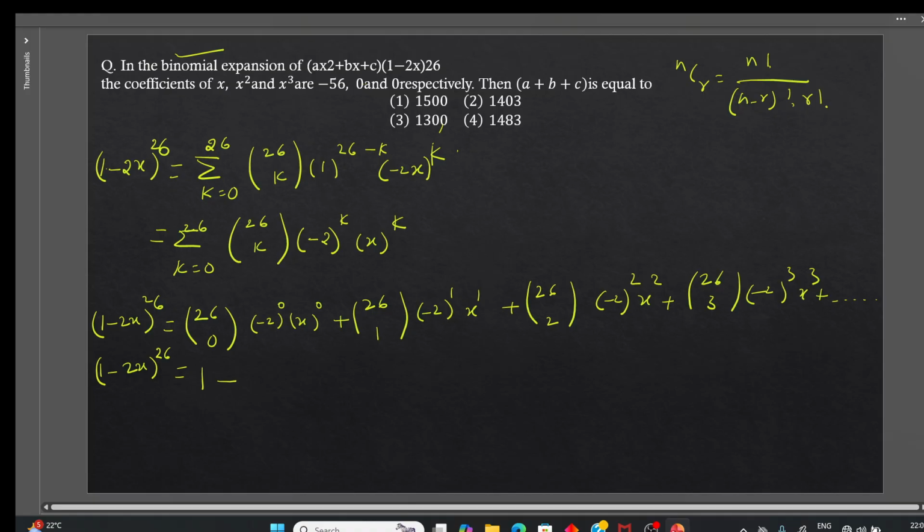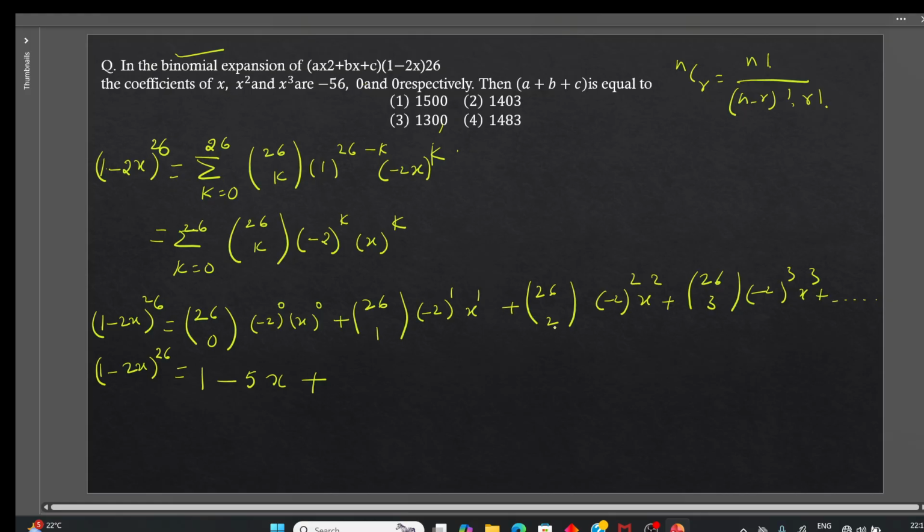So here we get minus 26 C 1. 26 C 1 means we get 26 only, so 26 times 2 gives 52x. Next, minus 2 whole to the power of 2. The power is 2, an even number, so we get plus only.